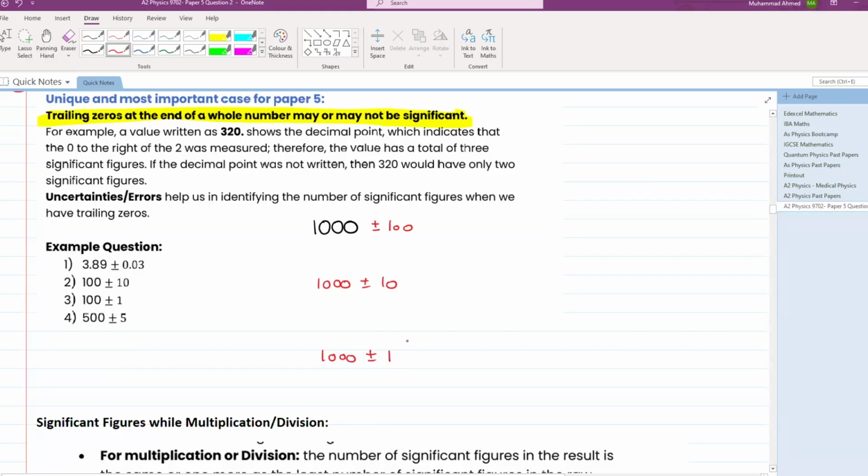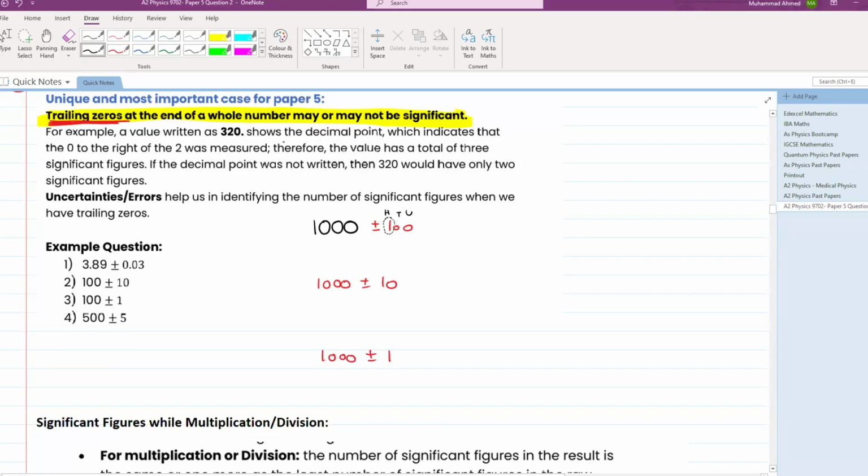Now, please focus on the board. You utilize uncertainties to determine whether the trailing zeros after a whole number are significant or not. How do you do that? Let's say this is your uncertainty of 100. This is your unit, this is your 10, this is your 100. What is the highest place value here? The highest place value in the uncertainty is 100.